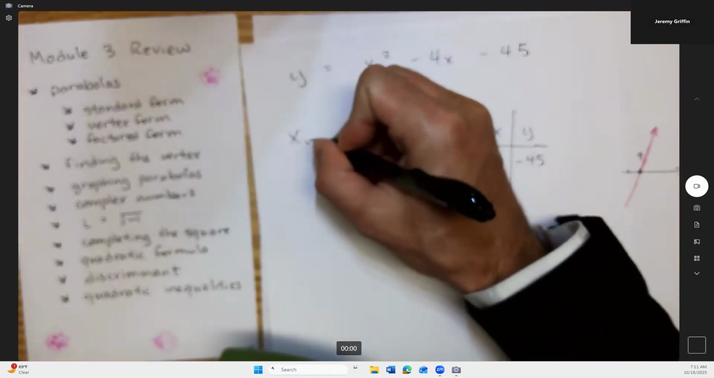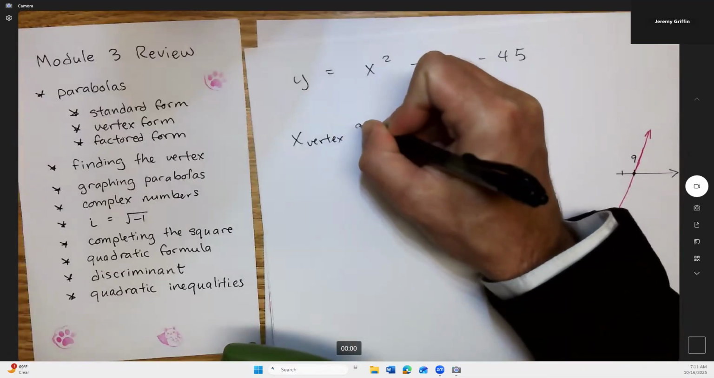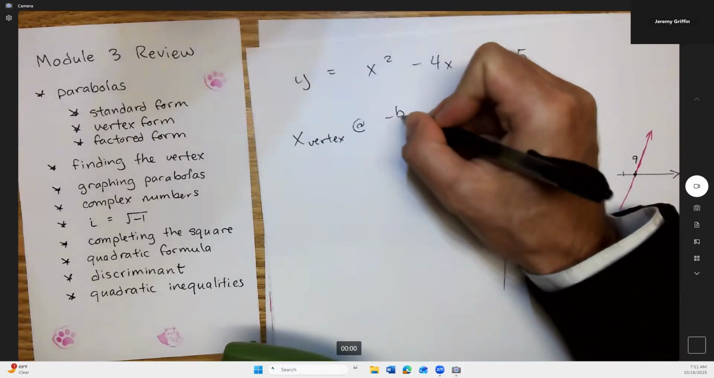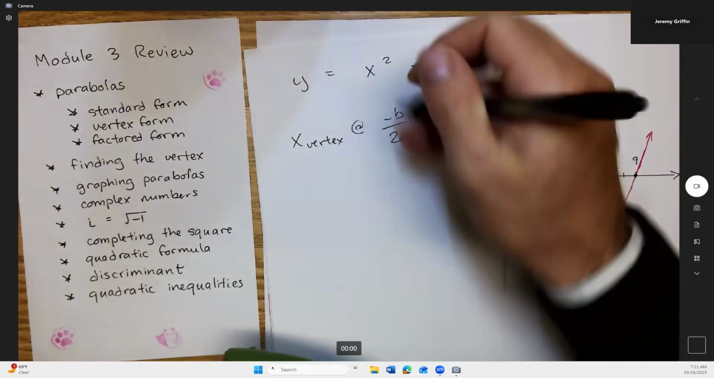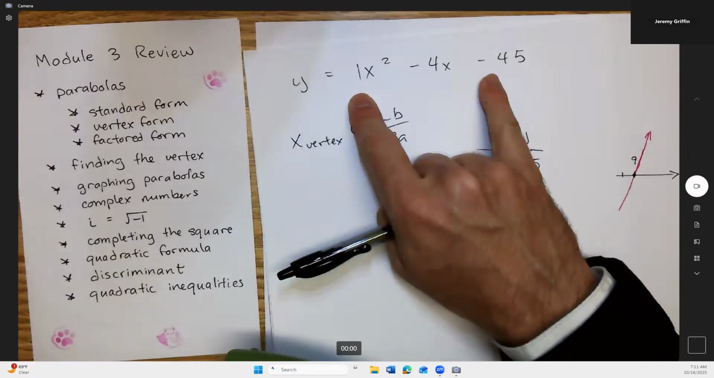So x for the vertex is always at the location -b over 2a. And in this context, a, b, and c are 1, -4, -45, so we'll apply those here.